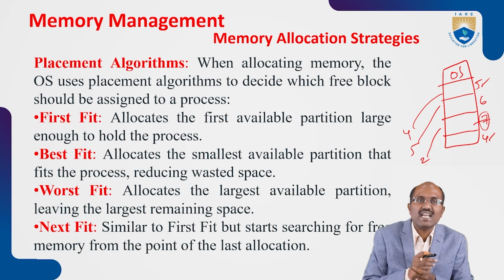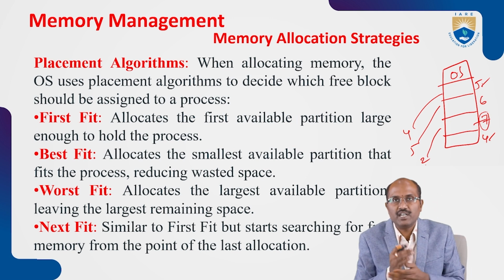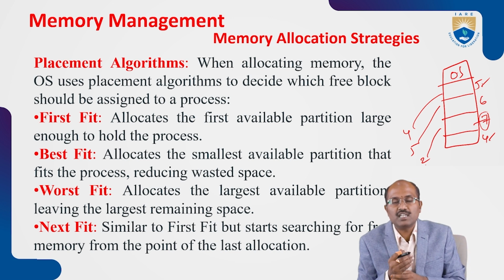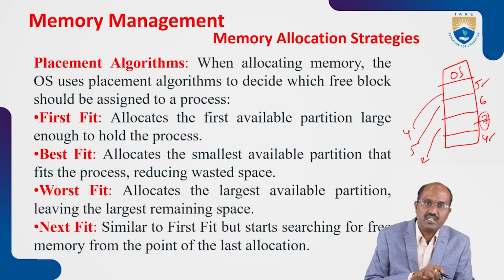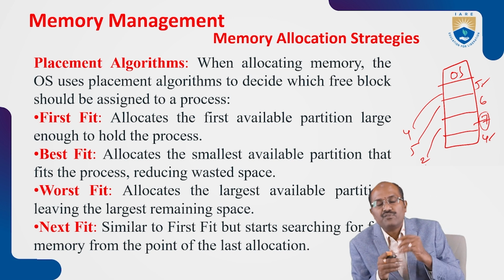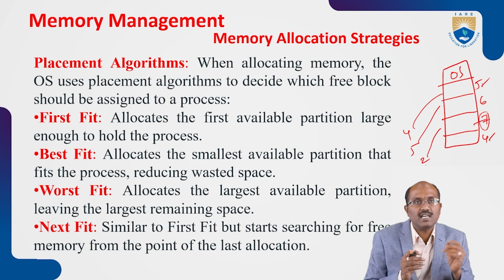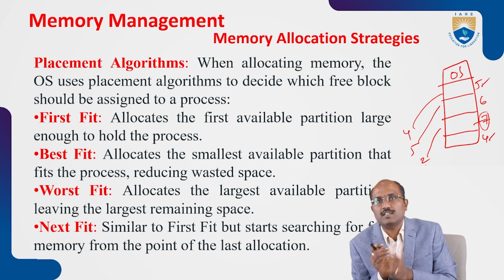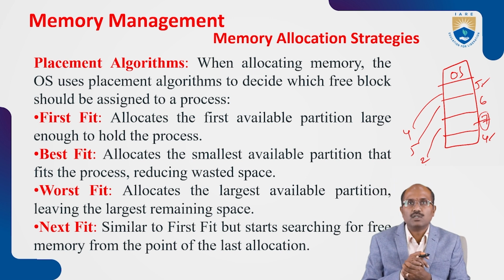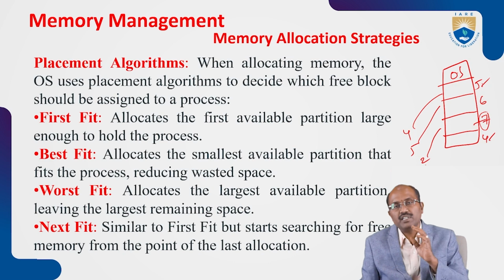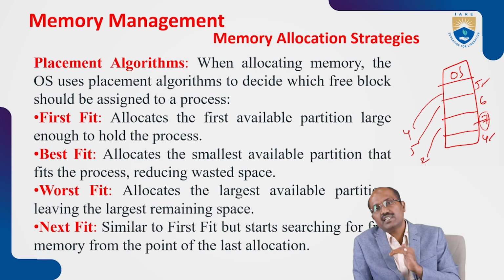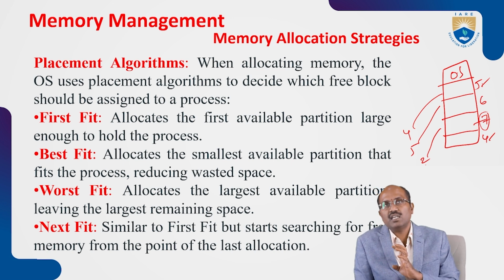Okay, coming to next fit, it is similar to the first fit, but it starts searching for free memory from the last allocation. It always searches for free memory. If free memory is there, the process is allocated to that block. So next fit is the last allocation strategy. So we have seen first fit, best fit, worst fit, and next fit. These are the placement algorithms of memory management.